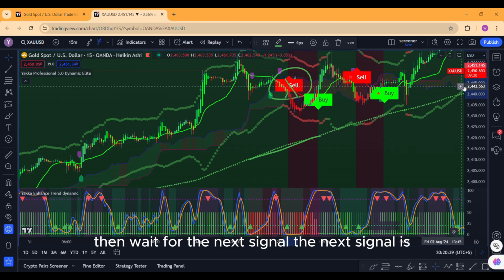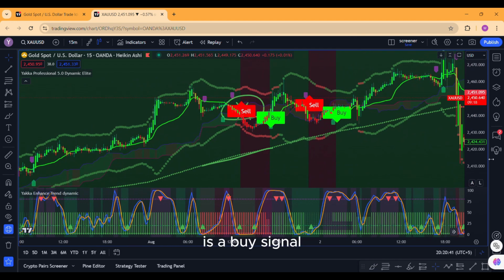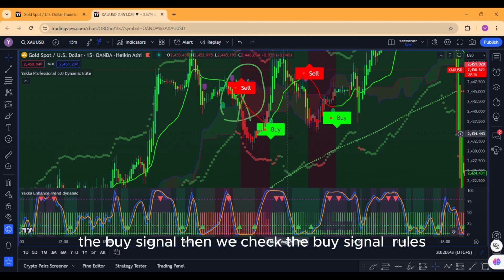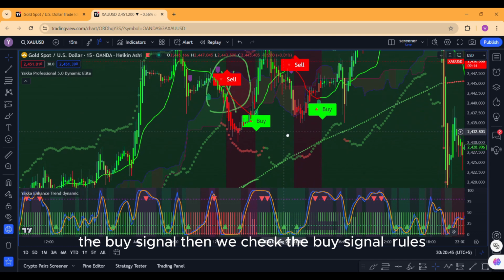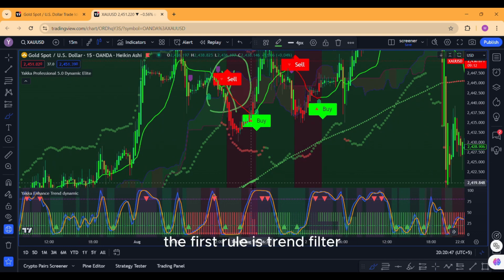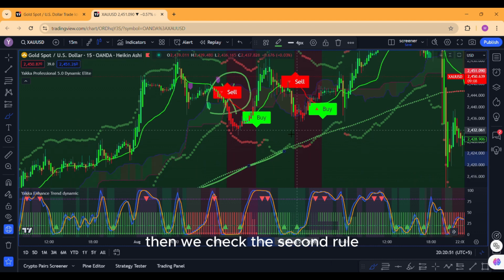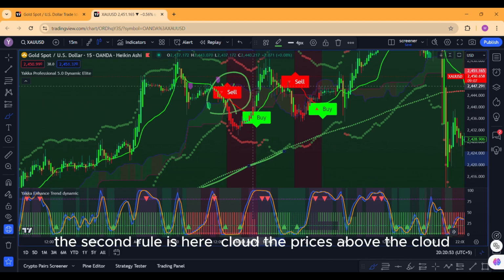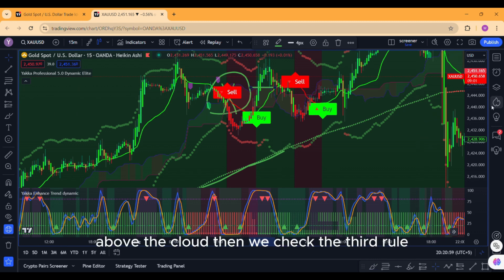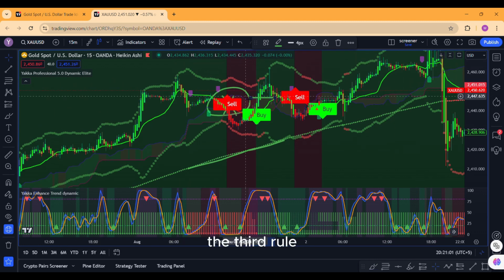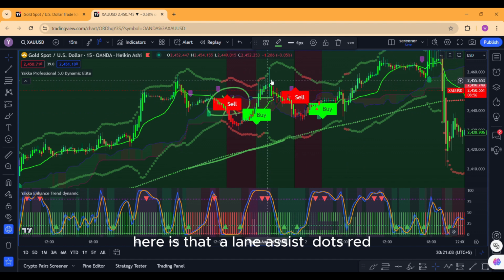The next signal is a buy signal. Then we check the buy signal rules. The first rule is the trend filter, which must be fulfilled. Then we check the second rule: the price is above the cloud. Then we check the third rule: the Lane Assist dot is red.